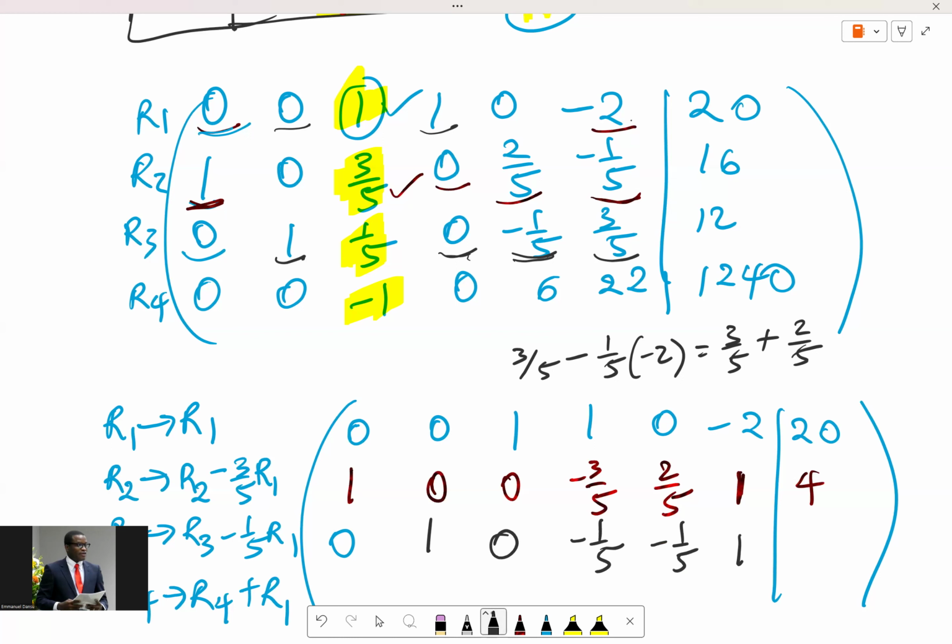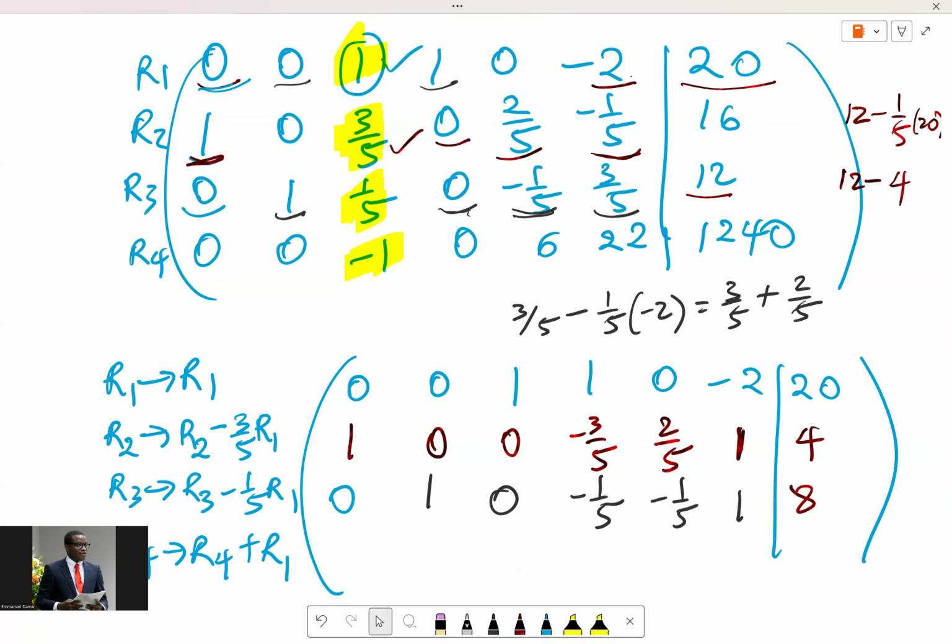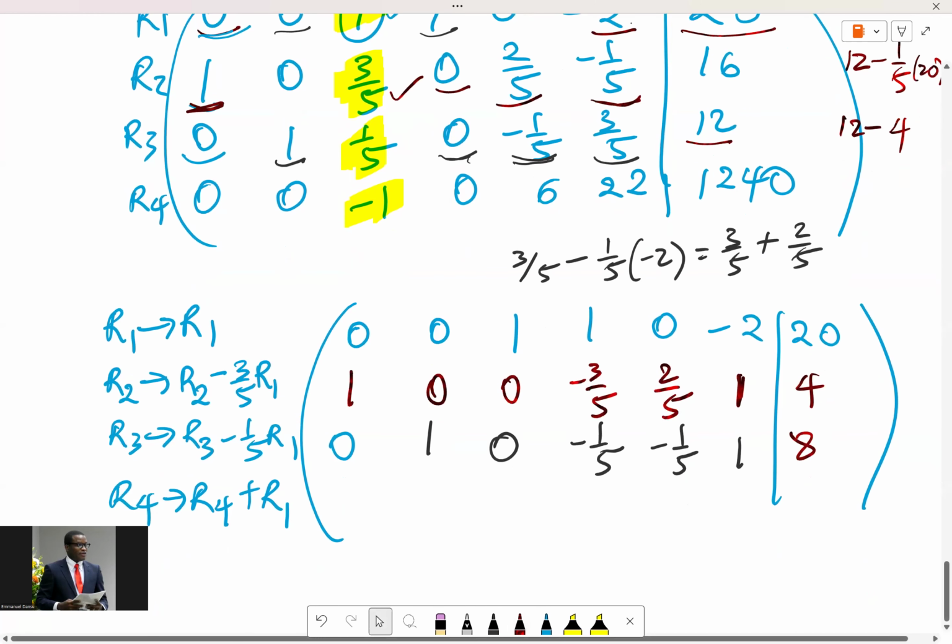And then we come here, we have 12. This 12 now, so that's 12 minus 1/5 times R1. So R3 minus 1/5 times R1. So that's 12 minus 1/5 times 20. So that is 12 minus 5 in 20 is 4. So it means this place is 8 now. Okay. Then we go. Last one is simple.